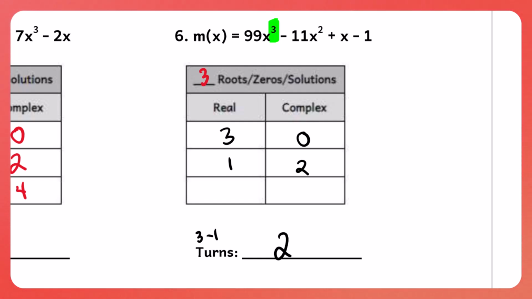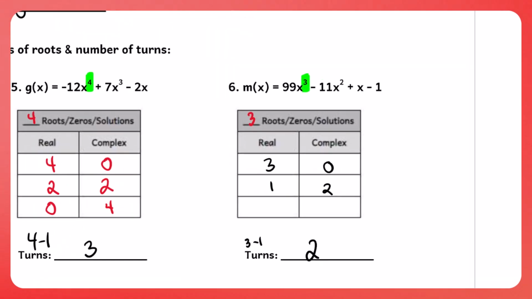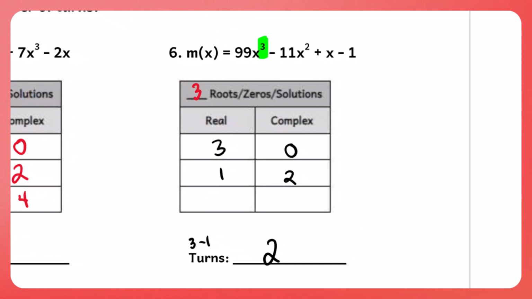So you've got this fundamental theorem of algebra. All you're going to do is look at the degree of the function to find the number of turning points and roots. Next up is going to be the rational root or zero theorem.